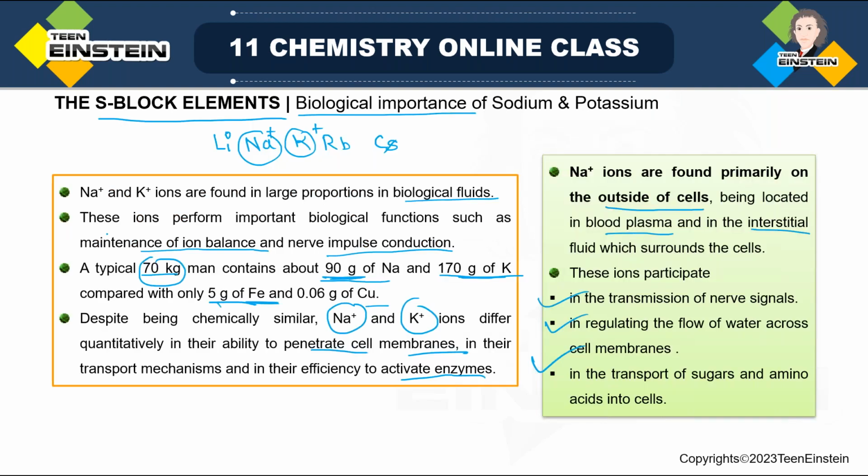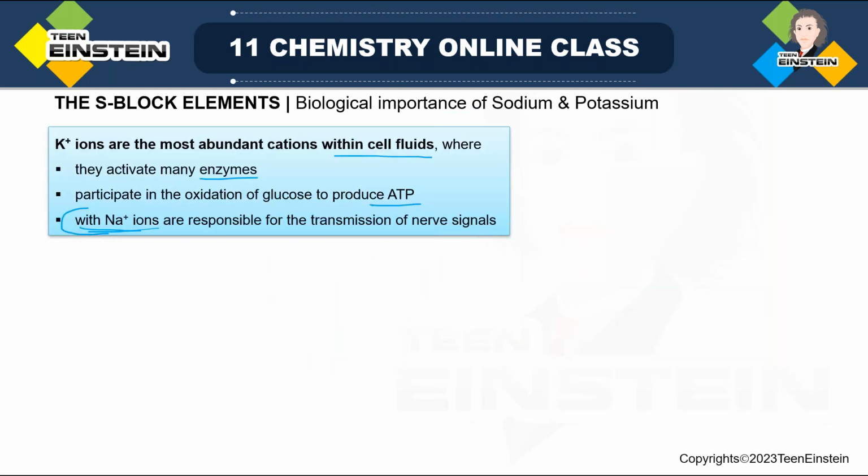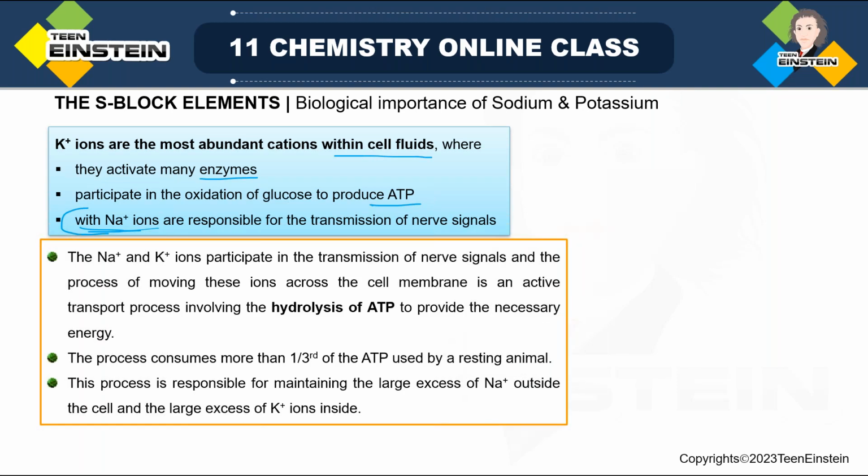And this common point you have also seen here. Transmission of nerve signal is basically along with K+. So this first point is a common point where it is working together with K+. And the same thing is also mentioned here. See the last step, working with Na+. Now how do they work together? It is basically in the sodium potassium pump.